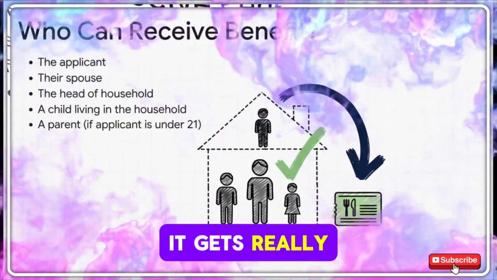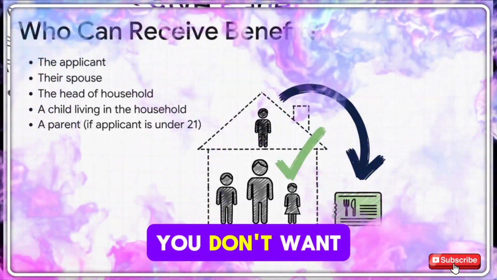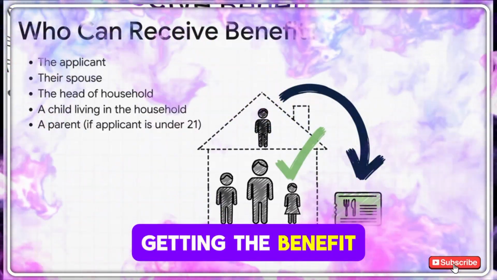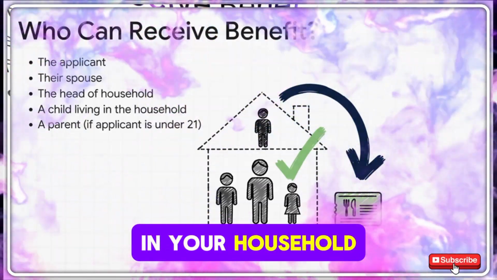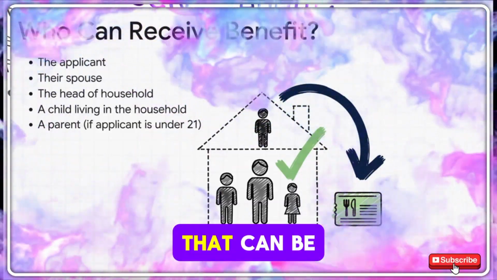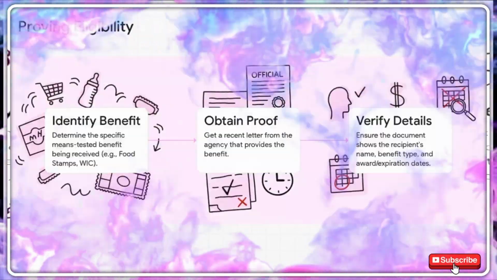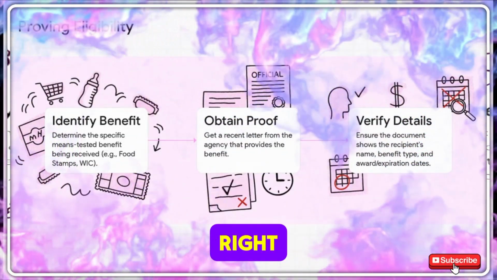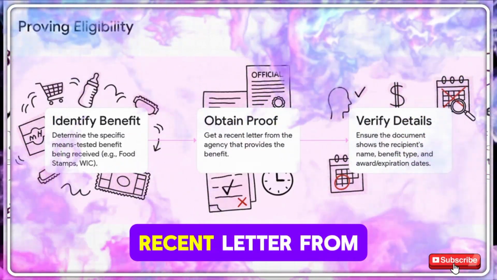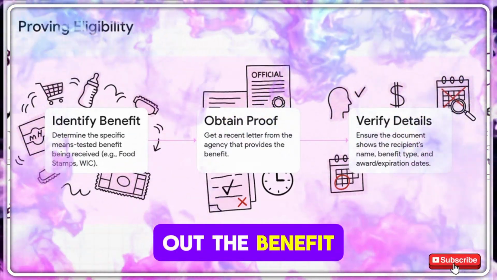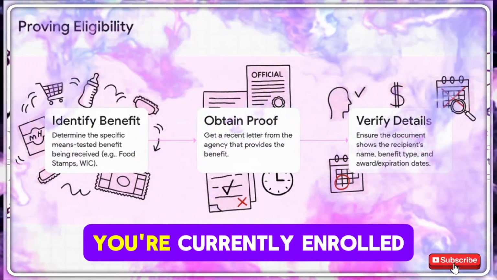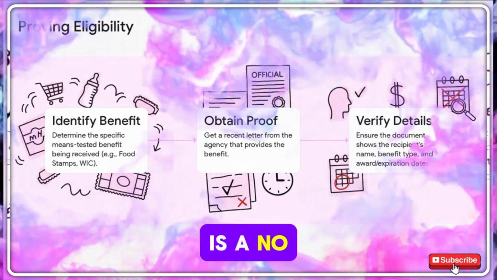And here's where it gets really interesting. A key detail you don't want to miss. You, the applicant, don't have to be the one getting the benefit directly. If someone else in your household, your spouse, your child, is getting something like WIC or food stamps, that can be the basis for your fee waiver. So yeah, the idea is simple, right? But it all comes down to the proof. To make this work, you absolutely need an official, recent letter from the agency giving out the benefit. And that letter has to spell out the type of benefit, who's getting it, and prove that you're currently enrolled. An old letter is a no-go.